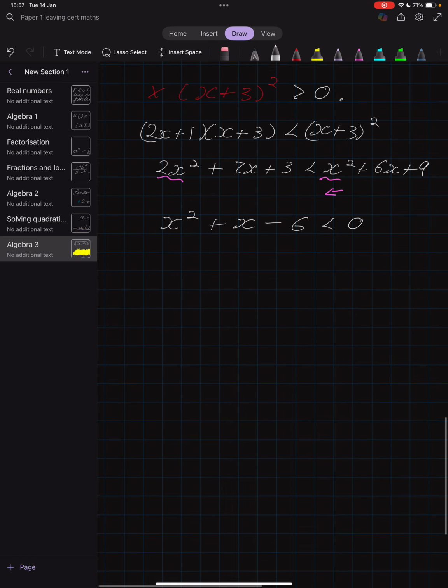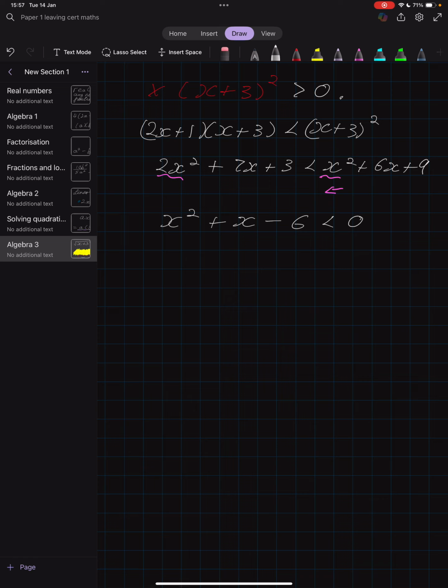Now for this part, you want to factorize. So if I factorize this, again, this is minus, which means this number and this number have opposite sign. So one is plus and one is minus. And in this case, it's going to be plus 3 and minus 2. So we get that x plus 3, x minus 2 is less than 0.